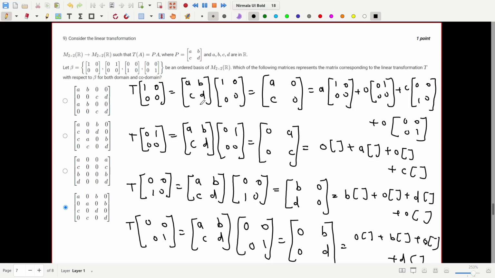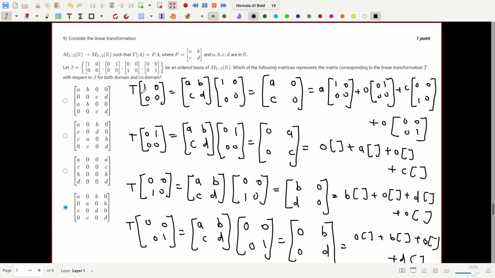Now the next question. Here it is written that T is a linear transformation from 2 cross 2 matrices to 2 cross 2 matrices such that T(A) is equal to PA, where P is the matrix ABCD, and the basis beta is 1 0 0 0, 0 1 0 0, 0 0 1 0, 0 0 0 1. When ordered basis are 2 cross 2, which of the following matrices represent the matrix corresponding to the linear transformation T with respect to beta for both domain and codomain.